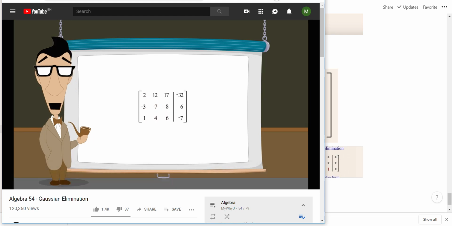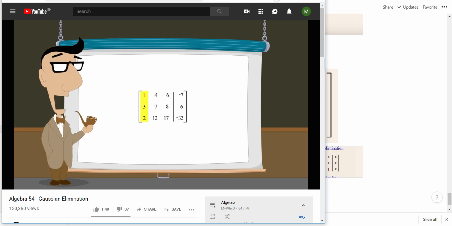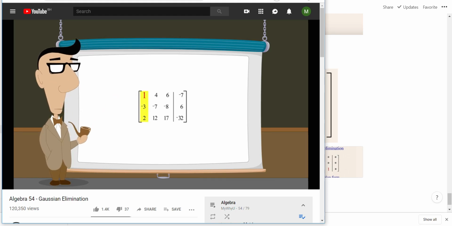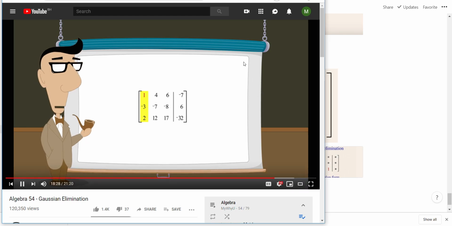If a column contains more than one leading entry, then we pick one leading entry to keep, and if necessary, use a swap operation to move it to the correct position in the column. If that entry is not a 1, then we can use either a scale or pivot operation to make it a 1. The entries below that 1 are then changed to zeros using pivot operations.